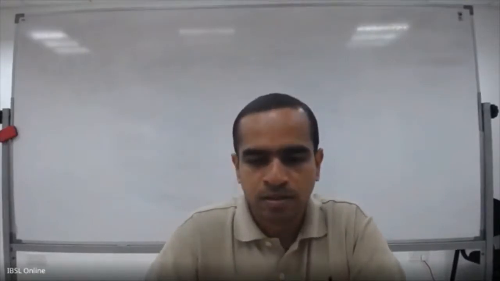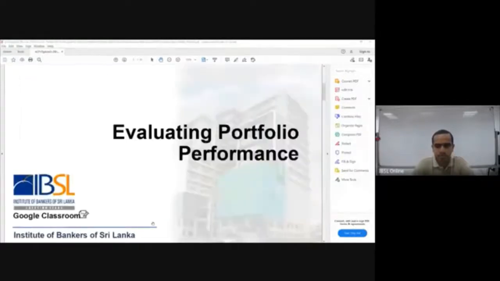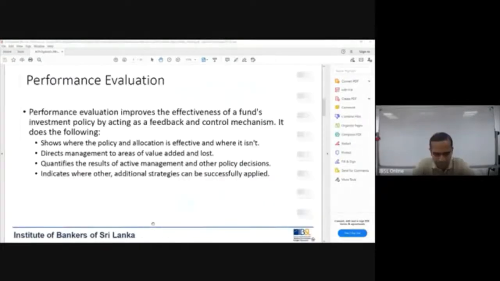Okay, so the next area is on evaluating portfolio performance, right? So when you construct a portfolio, the next thing is to see how effective it has been. Is it producing the expected result? And if it's producing the expected result, how is it producing the expected result? Is it through good stock picking or portfolio picking ability? Or is it just the market that is doing well? There's nothing that you could do about it? Or is it something different you're doing, which is very good, right? Something different from the market, which is actually producing good results, right?